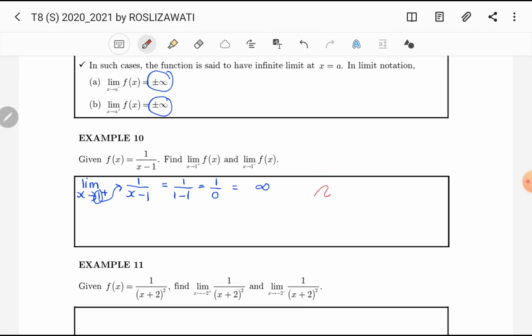Awak masuk dalam kalkulator. Ini step yang tak perlu tulis. Tapi awak kena kira lah. Saya baru nak ajar, saya tulis lah ni. Okay. Tapi kalau awak jawab soalan, tak perlu tulis pun. Okay. Awak insert dalam calculator. Okay, awak insert 1 over X minus 1. Okay, insert the function 1 over X minus 1.